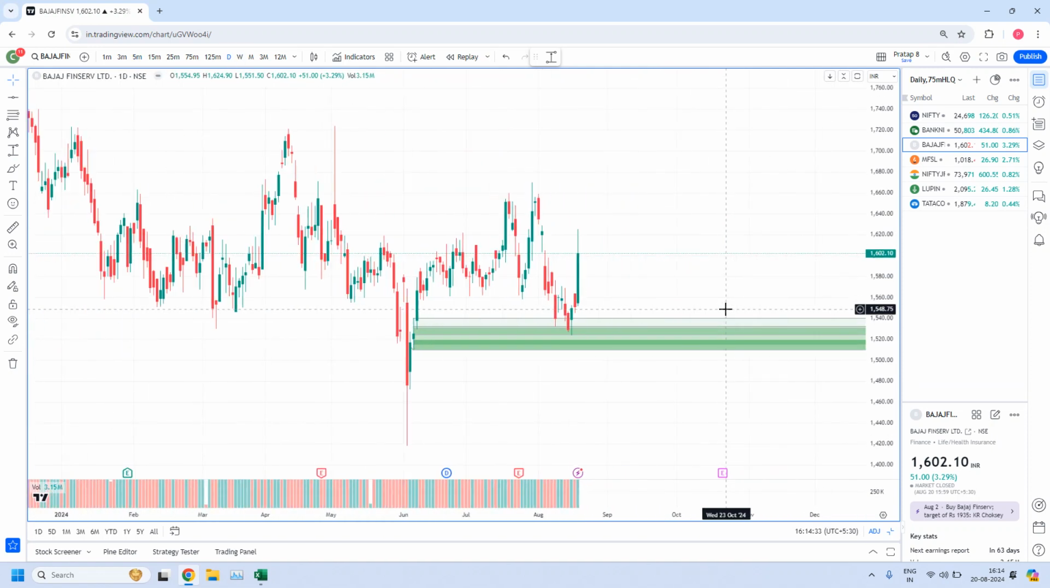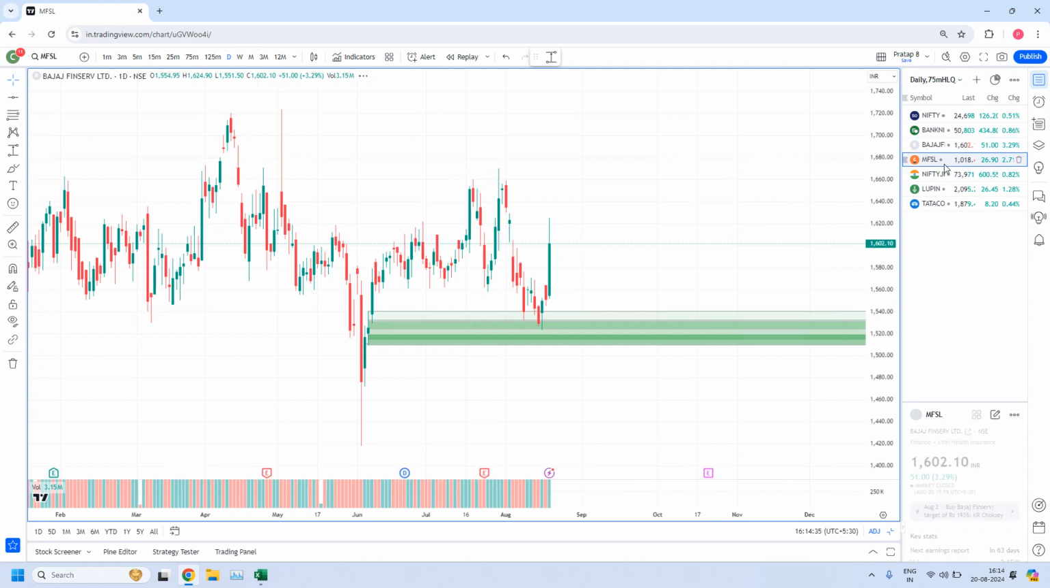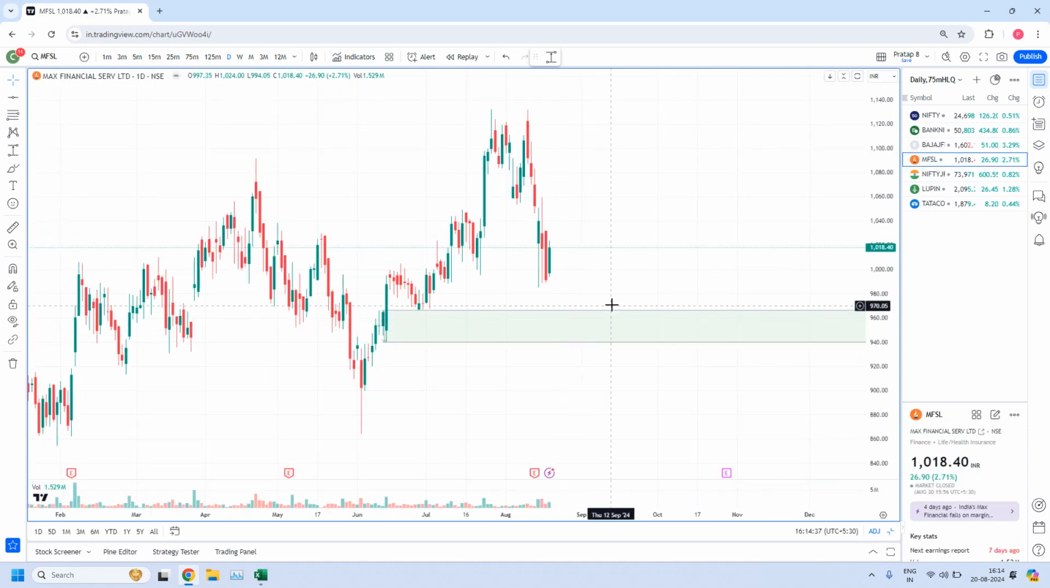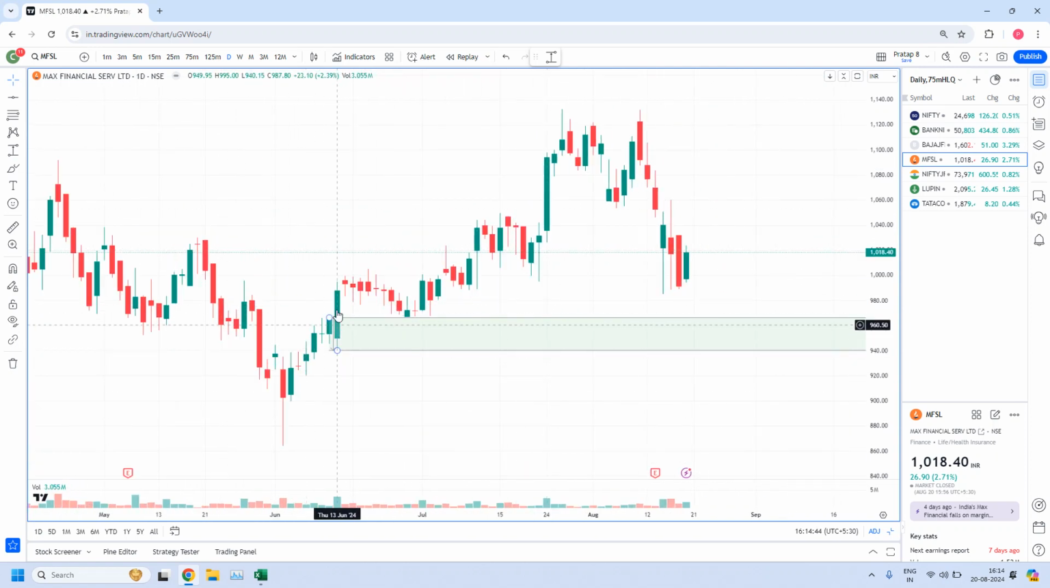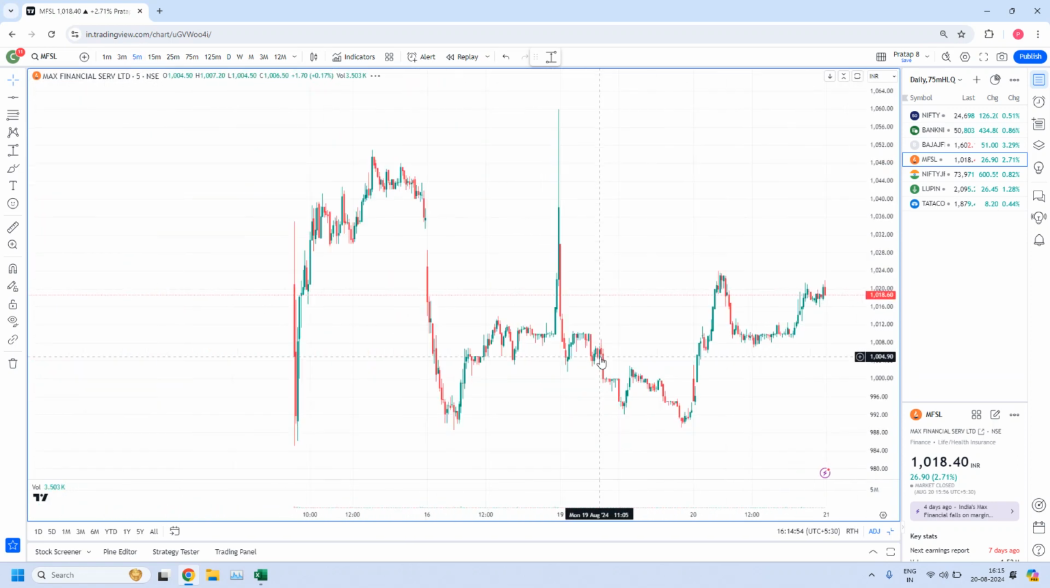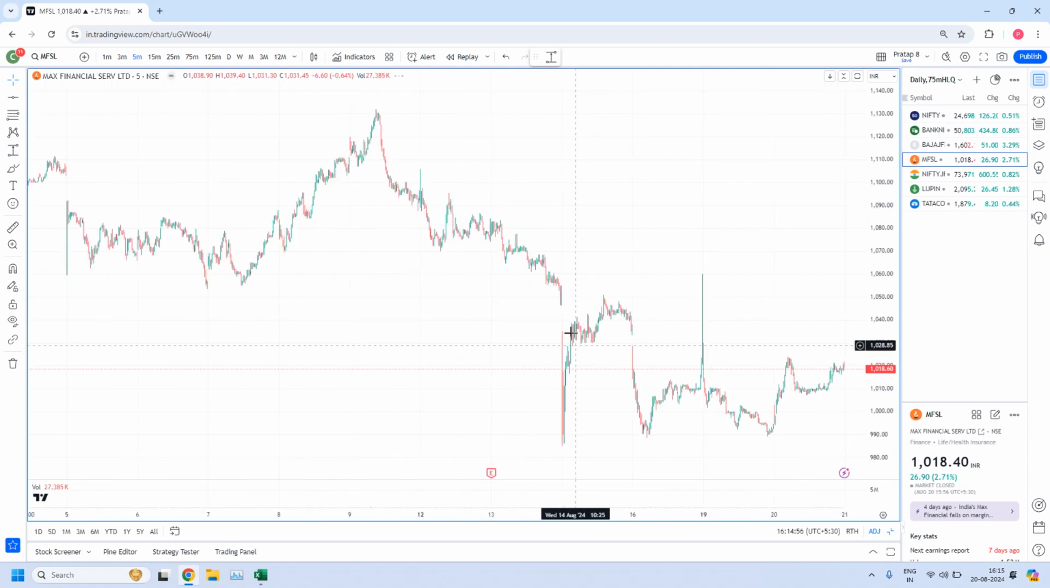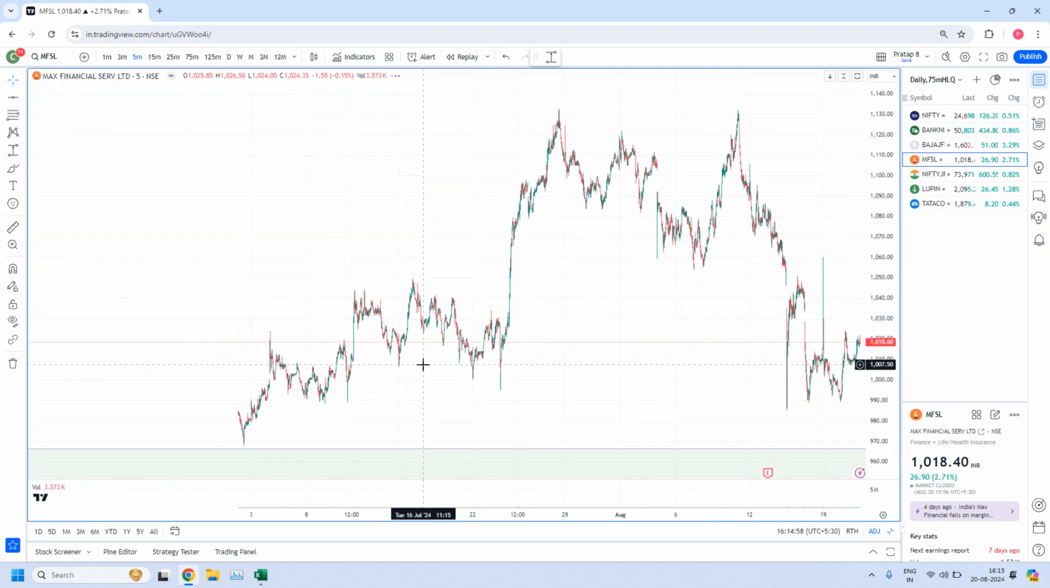And the next one is MFSL, Max Financial Services Limited. This is also a daily high liquidity demand zone, rally base rally. Have you noticed I didn't fine tune? The reason is the structure of this leg out candle is very bad. Let me directly go to the 5 minutes time frame to tell you why it's not really valid.